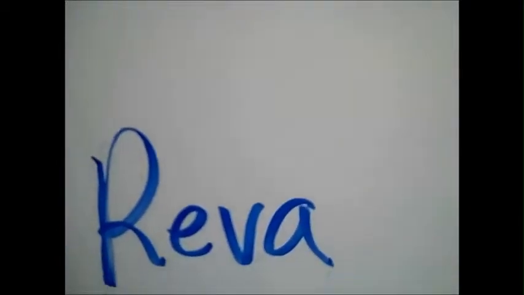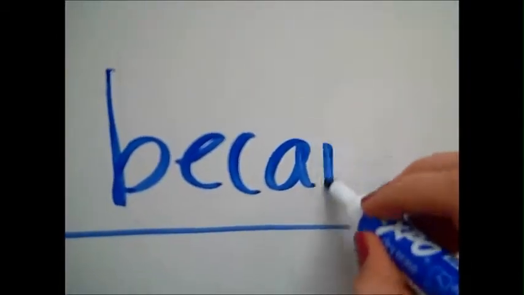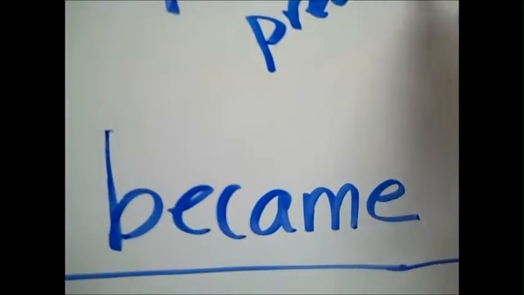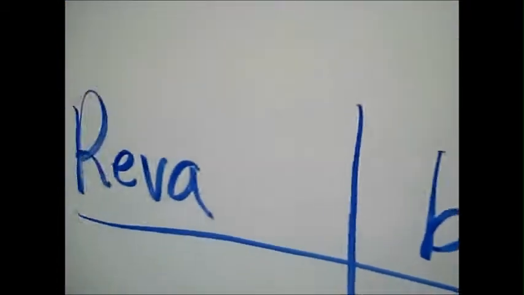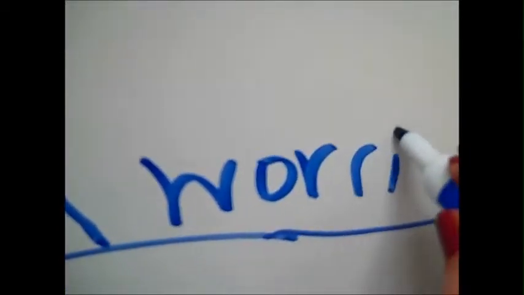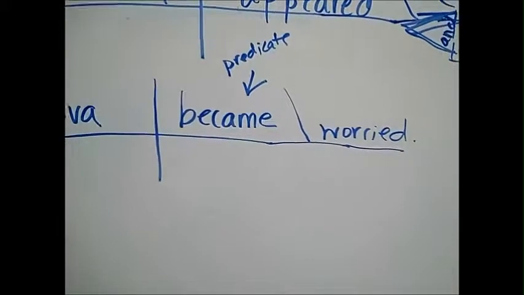Number 2 is easy enough. Reva became worried. Our subject is Reva. Our predicate, or verb phrase, or verb, in this case it's just the verb, is became. And then telling us more about what Reva became, a slanted line to show that it's an adjective, worried.